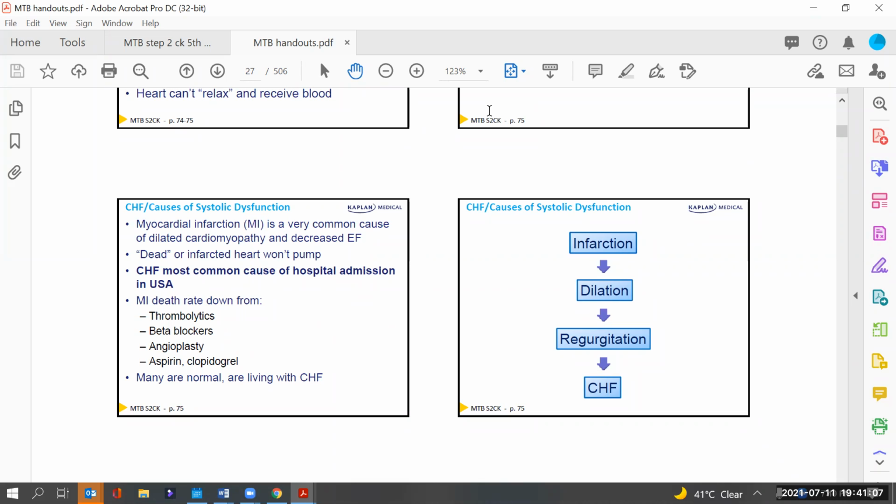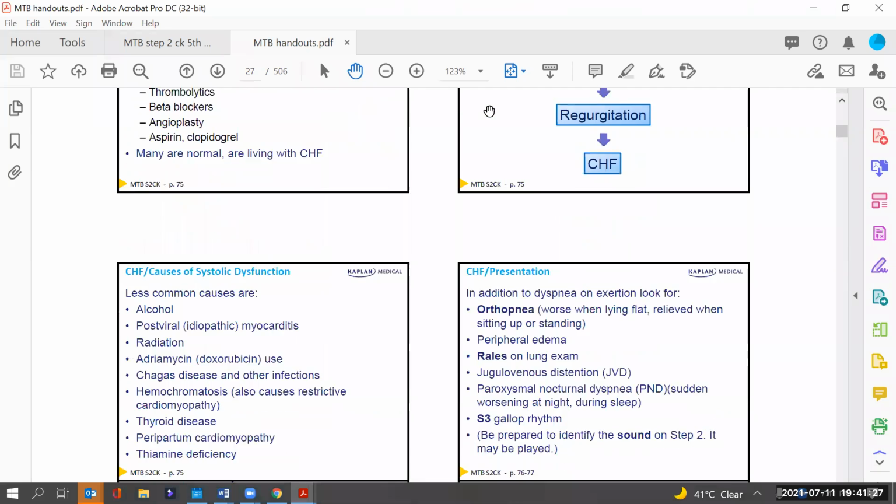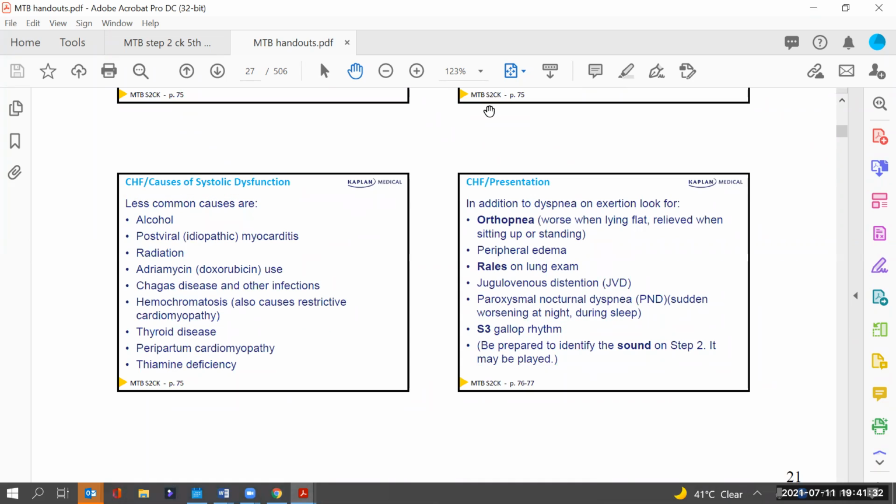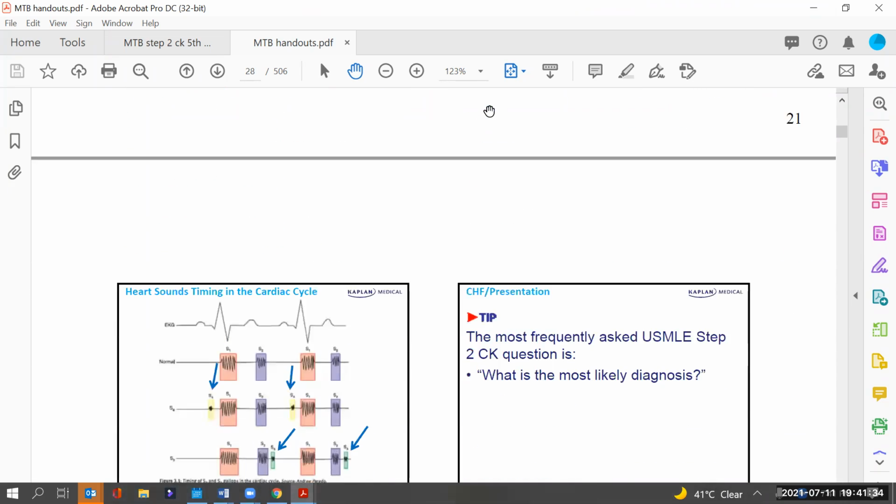So we have thrombolytics, we have beta blockers, angioplasty, we can go for aspirin, clopidogrel. These are all the things that are going to bring the MI death rate down. So mortality and morbidity will be decreased because of the use of all these drugs. But which one is going to reduce the mortality and which one is going to reduce the symptoms, we will see later. Okay, so these are the less important causes. I'm not going to emphasize this one. You can have a go with all of these.